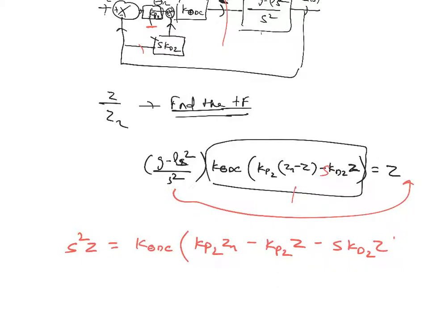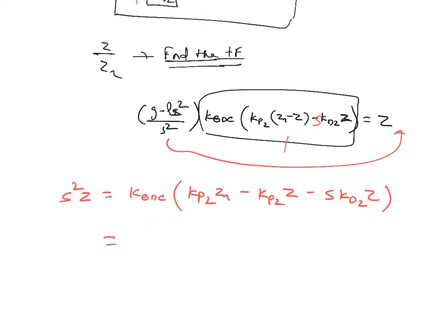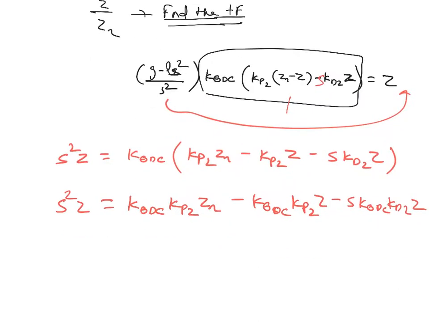Okay. So now we can multiply K theta DC everywhere. K theta DC KPZ Z reference minus K theta DC KPZ Z minus S K theta DC KDZ Z equals S square Z. Okay? So now the idea is we have one Z reference term, right? And we have these two, three Z terms, just segregate.